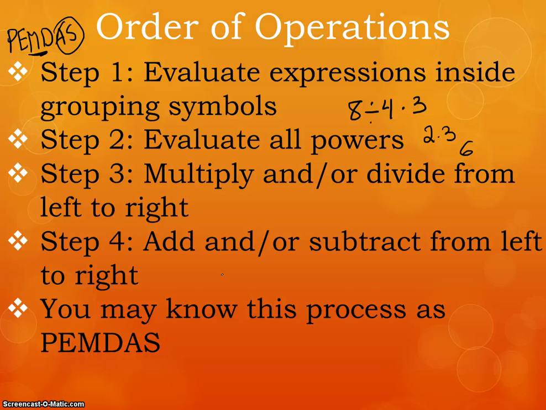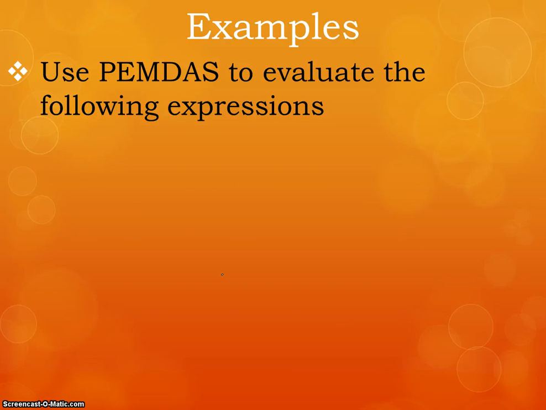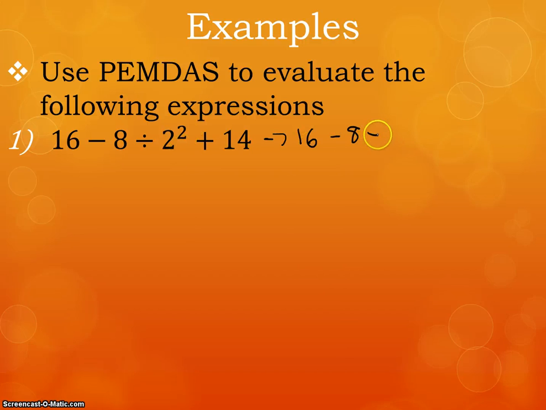Okay, so let's do some examples. We can use our PEMDAS order of operations to evaluate 16 minus 8 divided by 2 squared plus 14. Parentheses: I don't see any grouping symbols here, so there's nothing to worry about. Next, exponents. I have an exponent here, 2 squared. So this becomes 16 minus 8 divided by 4 plus 14, since 2 squared is 4. There are no other exponents, so we're done there.